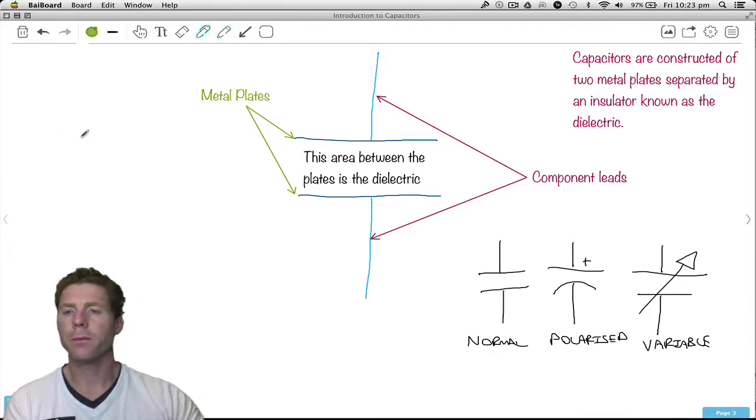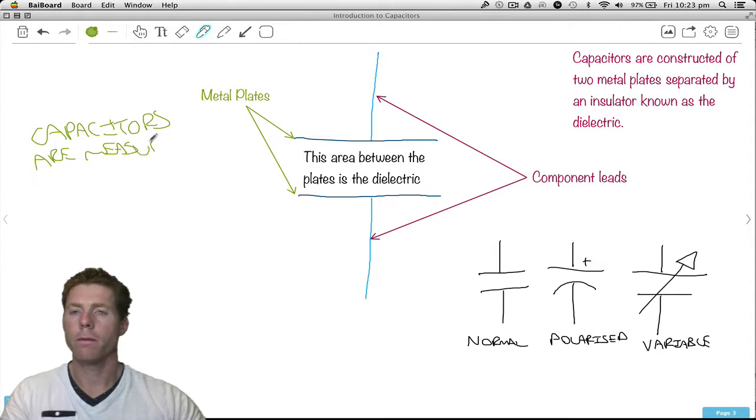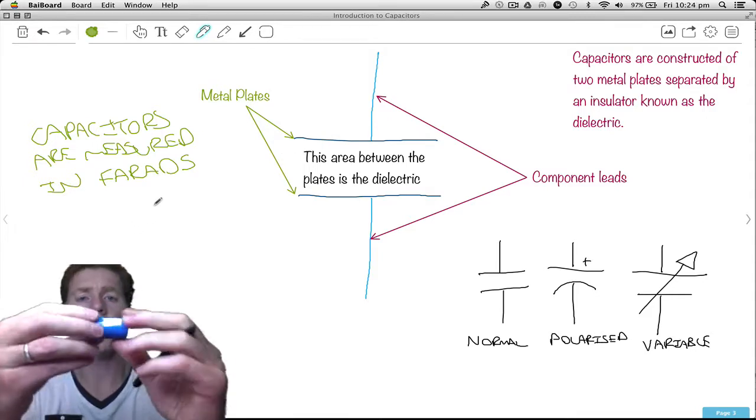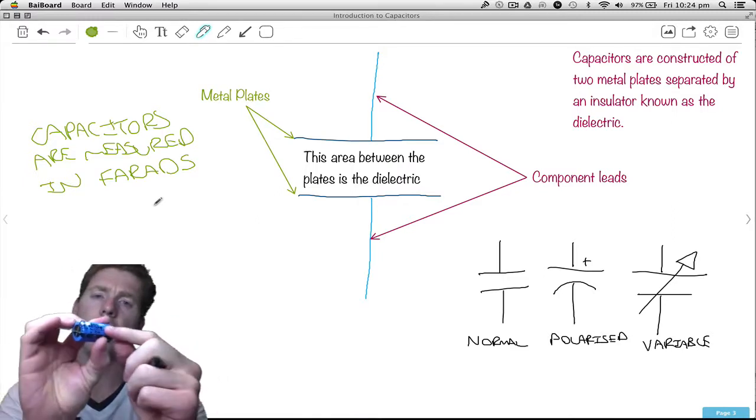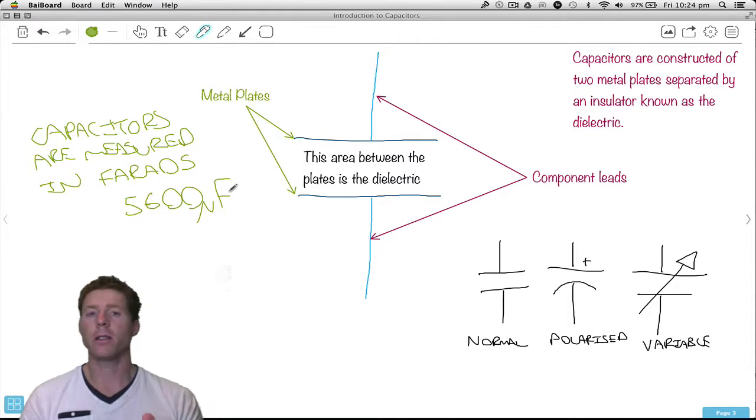Now, I'll tell you this now. Capacitors, so I'll write it, ooh, that's a bit big. So capacitors are measured in farads. Farads, after Michael Faraday. So if we're talking about it, in fact, let's have a look at this one. This one's quite a large one. If I have a look, it is rated at 5,600 microfarads.